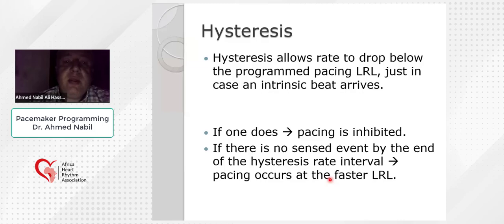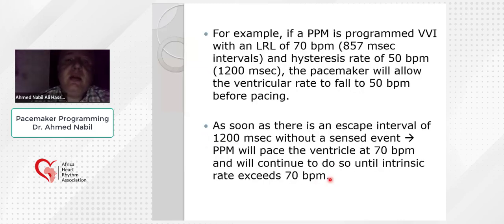So if the heart rate, for example, is adjusted on a pacemaker at 70 beats per minute, which means that the lower rate limit inside the pacemaker will be adjusted at this value in milliseconds, I can adjust a hysteresis rate of 50 beats per minute. So the pacemaker will allow the ventricular rate to fall to 50 beats per minute before pacing, or if there is any intrinsic activity more than 50 beats per minute, the pacemaker will not pace and will give the opportunity to the intrinsic activity to occur.